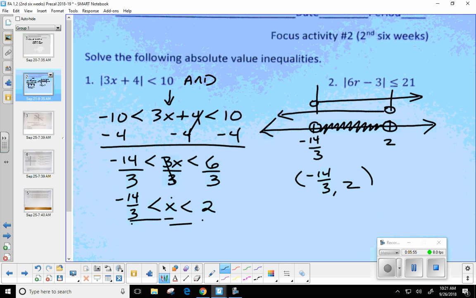And we can check this very quickly. Choose a value that's not in that interval, whether it's below -14/3 or above 2. Let's say 10. Okay. So 10 is not in this interval, so it should not make it true. Well, let's see. 3 times 10 will give me 30 plus 4. So the absolute value of 34 is going to be less than 10. And no, that is not true. Okay, but if I go ahead and choose the values from what I got, it's going to make it true.